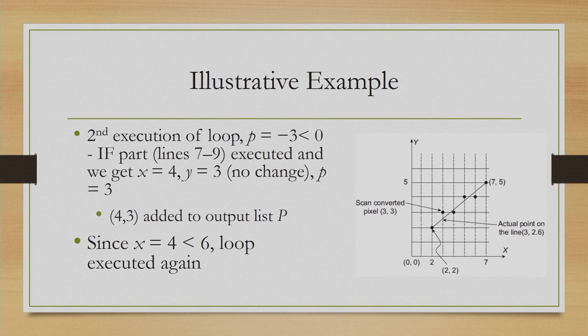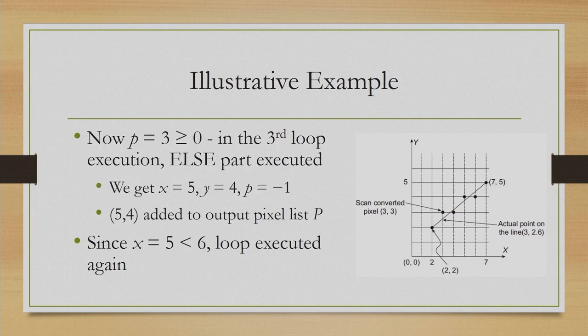In the second execution, we check that p is minus 3, which is less than 0. So, in the second case, the lower pixel is chosen and we update p again to be 3, add this lower pixel to the output list and check whether we have reached the endpoint. Since we have not yet reached, we continue the loop, and in this way we continue to get other points.